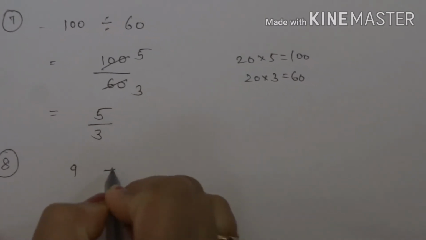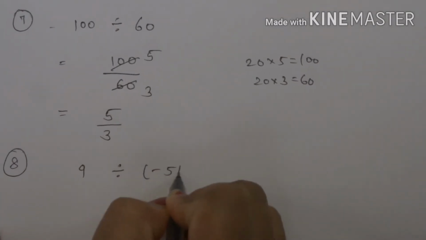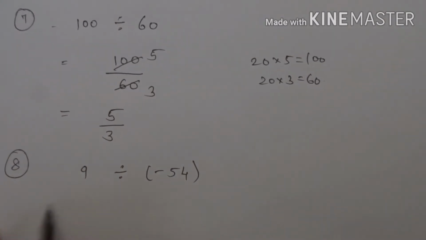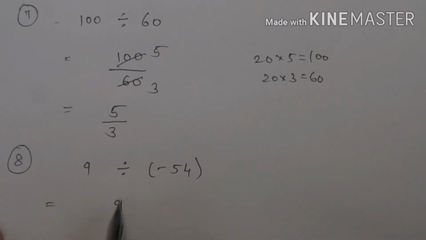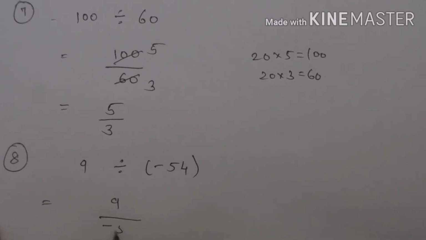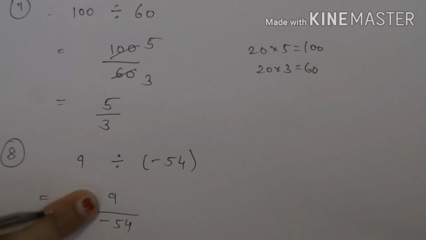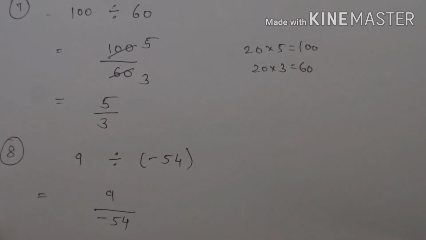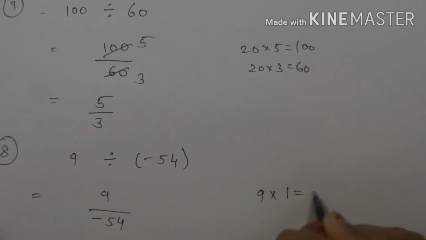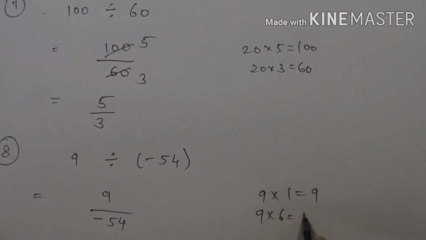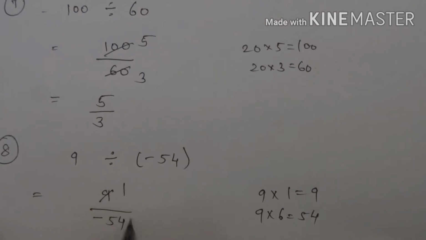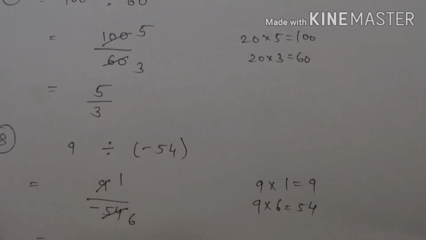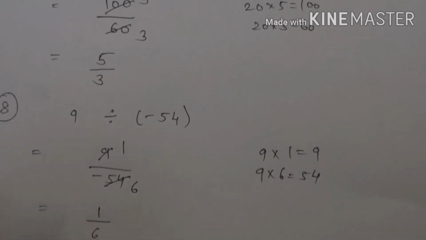9 divided by minus 54. Children, write it in fraction form. 9 divided means upon, the next number is minus 54. Now children, see it first. In 9's table 54 comes. If you know the table, it is easier for you. 9 1s are 9 and 9 6s are 54. So the answer in reduced form of fraction is 1 upon 6.